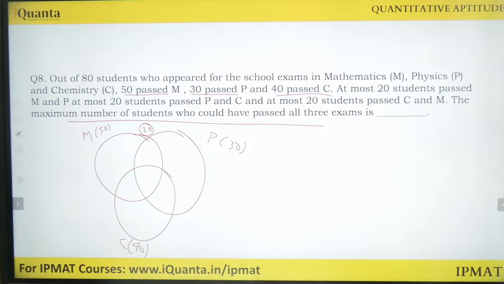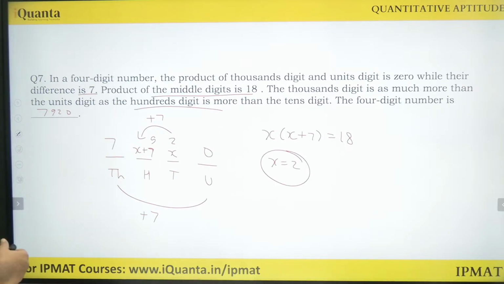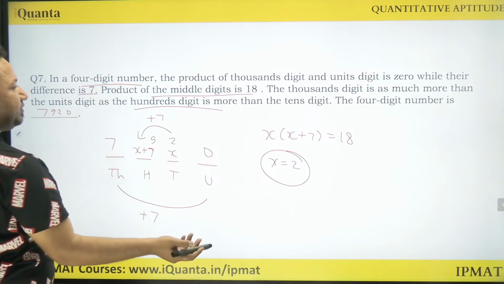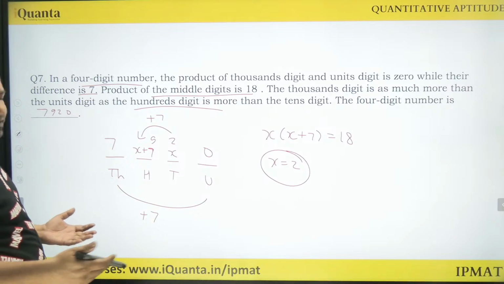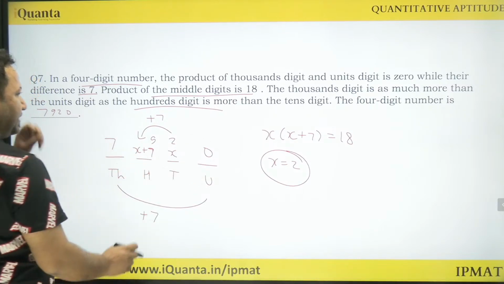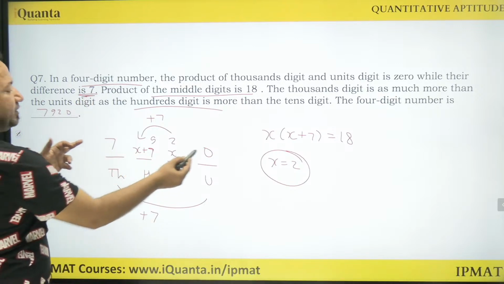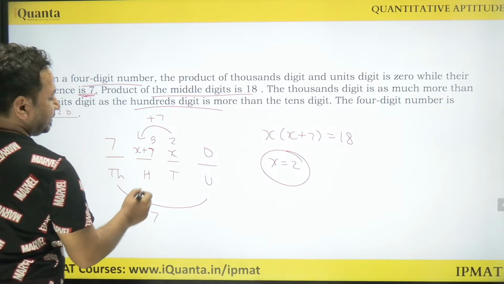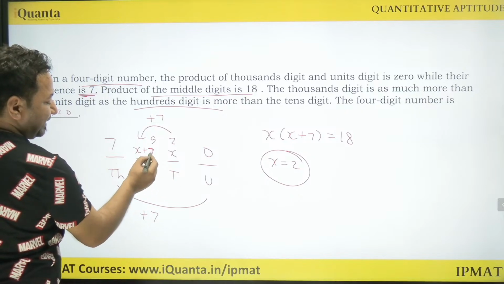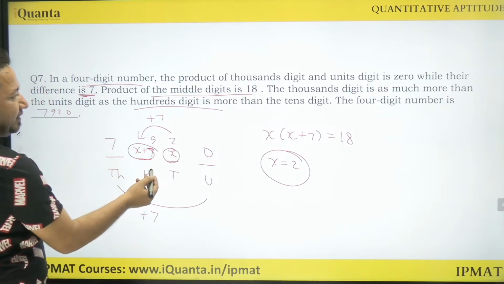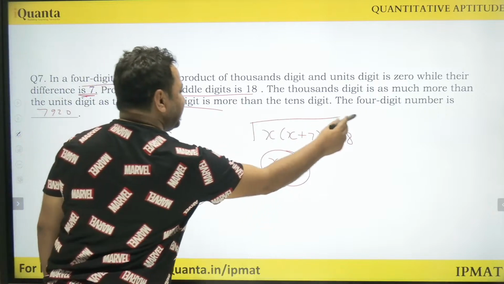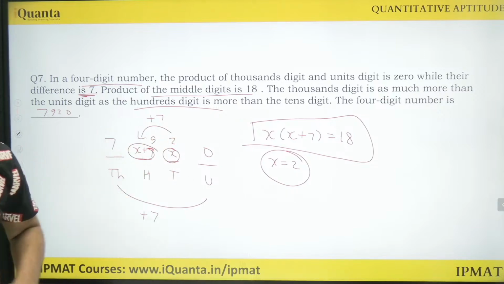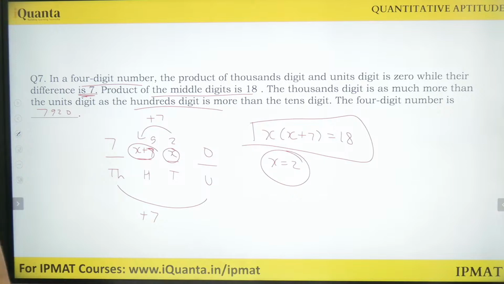Sanskar, what happened? Question 7. 4-digit number. Product of thousands and units is 0. That means one of them is 0. Thousands cannot be 0, otherwise it would be a 3-digit number. So I put unit as 0. And then it says the difference between these two is 7. So this is 0, 0 plus 7 is 7. In the middle, the hundreds digit is 7 more than tens. So I assume them x plus 7 and x. And the product is 18. So x multiplied by x plus 7 is 18, and that is how I got the value of x. X is 2, x plus 7 is 9. 7920 becomes the answer. Okay, Sanskar.